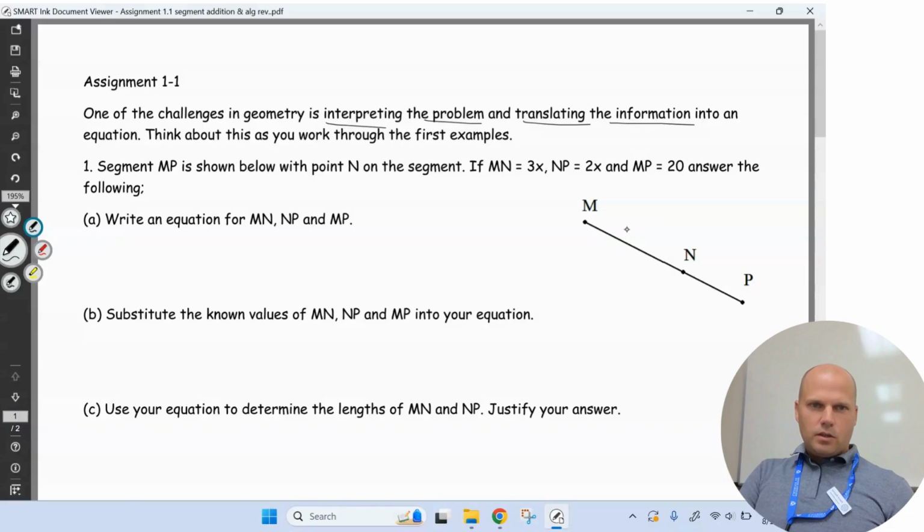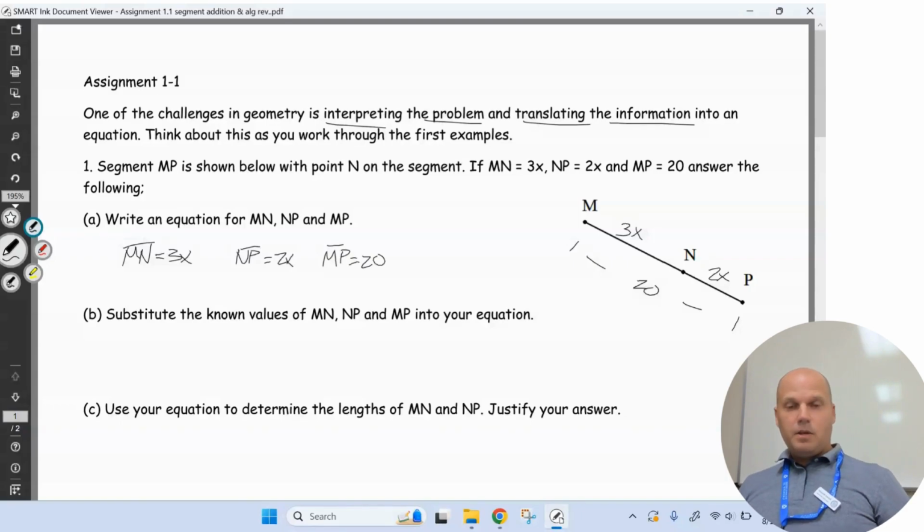I'm just going to go ahead and start by having my picture labeled. Sometimes you won't be given the picture, and we would suggest you draw it. MP, from here all the way over here, is going to be 20. And from there, we could write equations. MN, this line segment, is equal to 3x. NP, this line segment, is equal to 2x. And MP is equal to 20, this entire line segment. It's very important to write down your information, not just go straight to the answers. We know a lot of you can go straight to the answers.